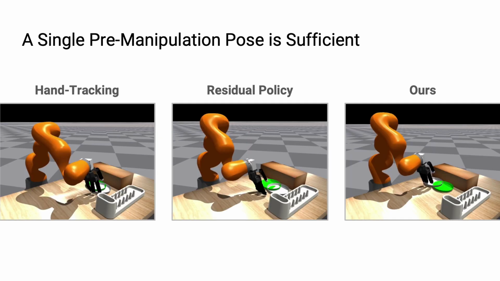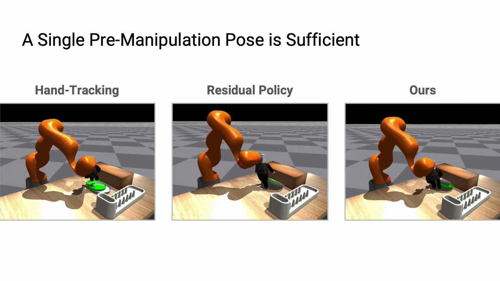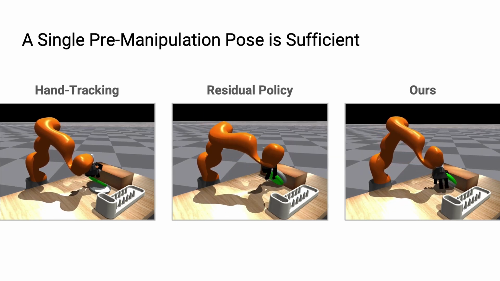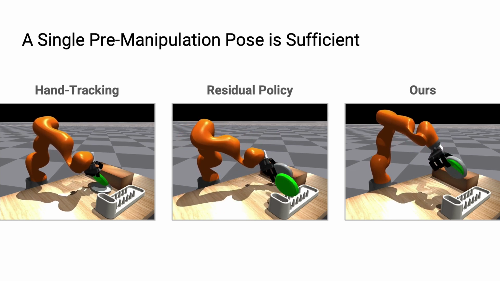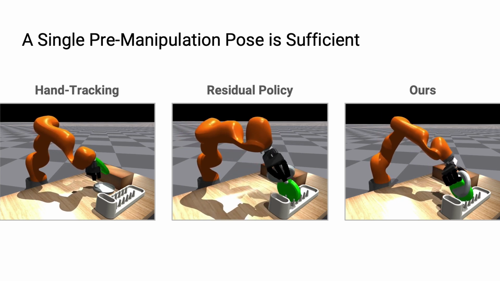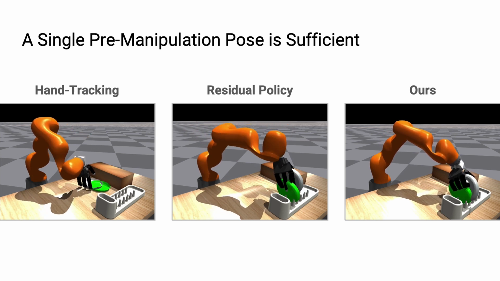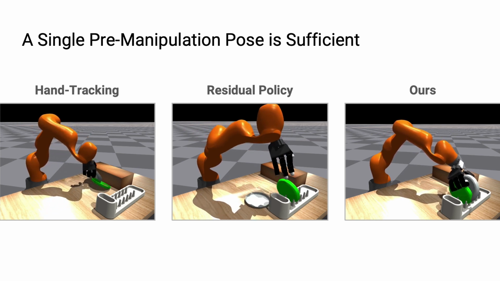Finally, we test the sufficiency of a single pre-manipulation hand pose by comparing to 2 approaches using the full hand pose trajectory. Adding hand tracking rewards converges more slowly and doesn't improve substantially over our method, despite requiring additional data and supervision. The residual policy is substantially worse due to a poor base retargeted trajectory that is challenging to learn an effective residual policy for. Our method effectively learns the task without the full hand pose trajectory.